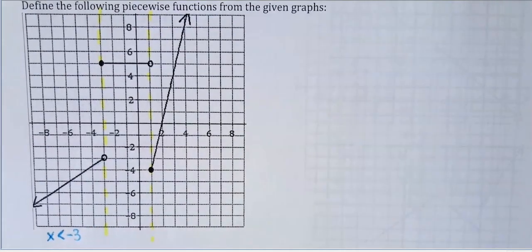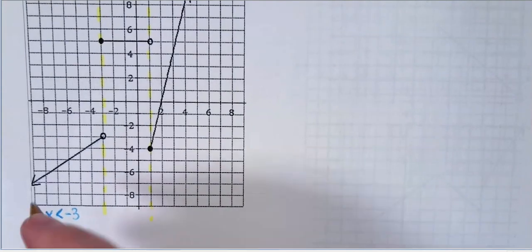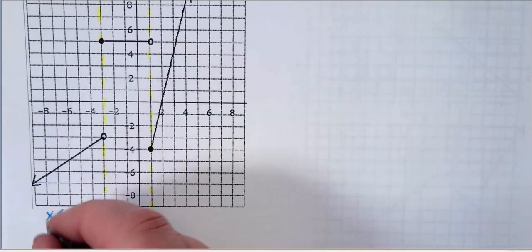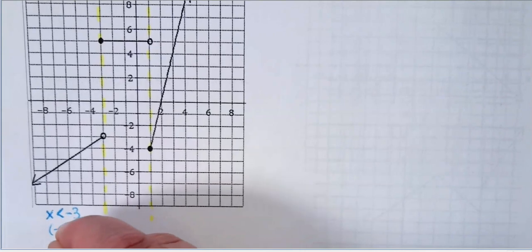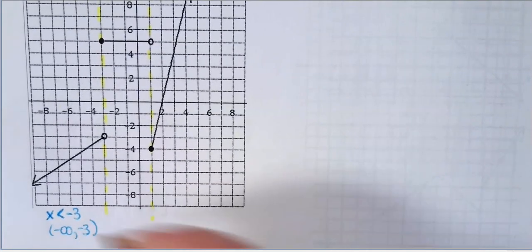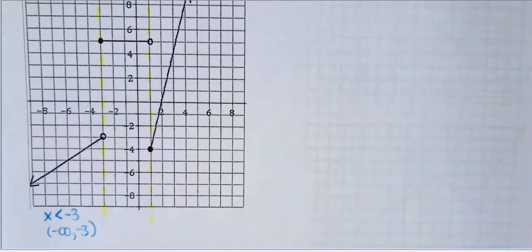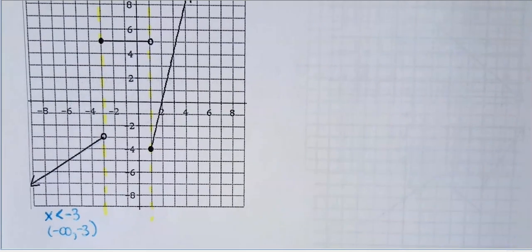Now, you don't have to write this. I'm going to just write it underneath. If I was doing the interval notation, it would be like -infinity to -3. And there would be a parenthesis there because I have an open circle. But we want to do the inequality notation. I just want to show you both real quick.